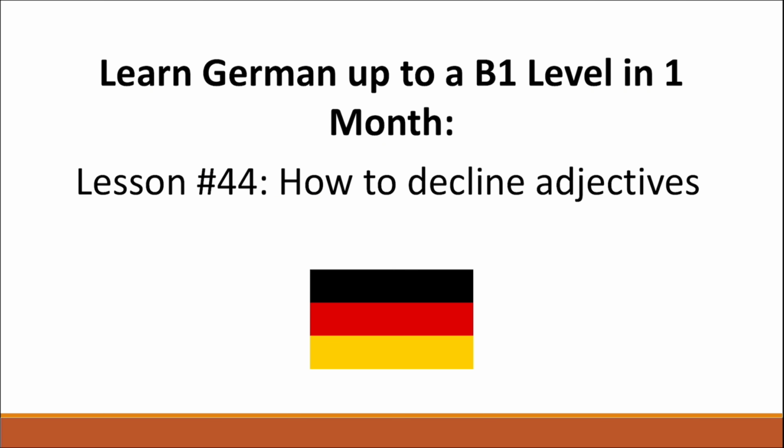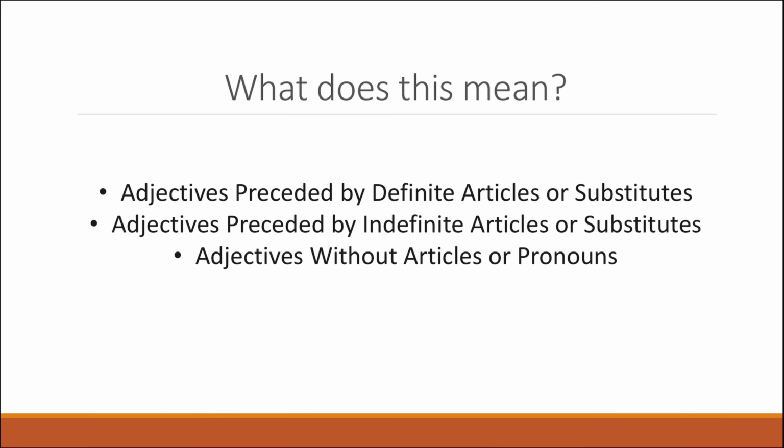Today is lesson 44 of our series on how to learn German up to a B1 level in 1 month, and we're going to talk about how to decline adjectives. So let's start. Now, what does decline even mean?